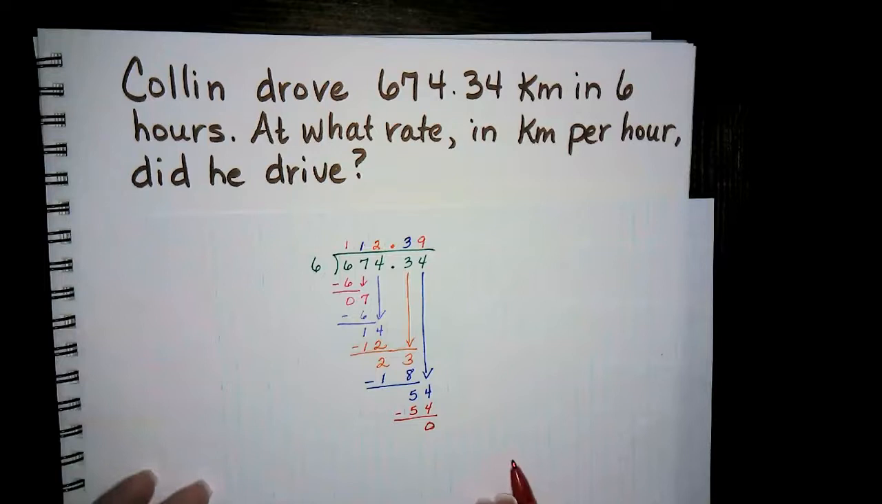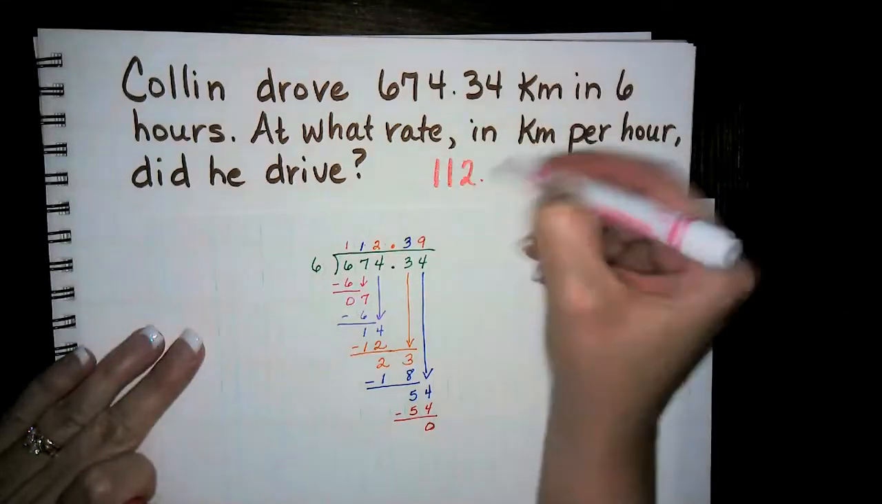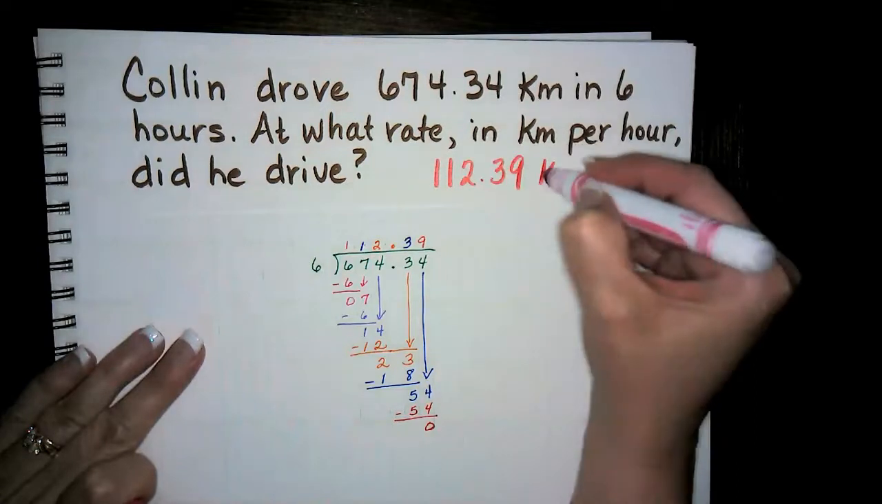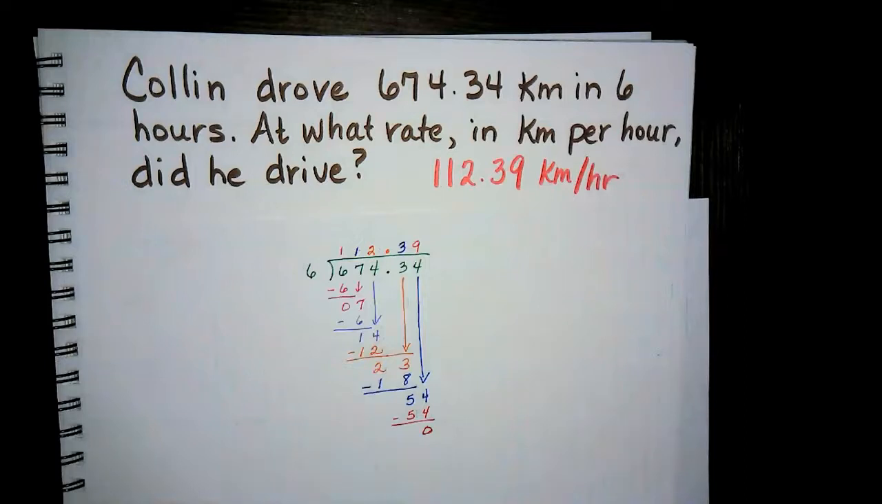Now, you can use the lined paper if you want. It's a really nice way to keep everything super organized, especially with your place values. It's a trick that I did not create myself. Someone told me about it, but it really is a nice way to do that division. And so we get our answer for the rate that Colin was driving here in this problem.